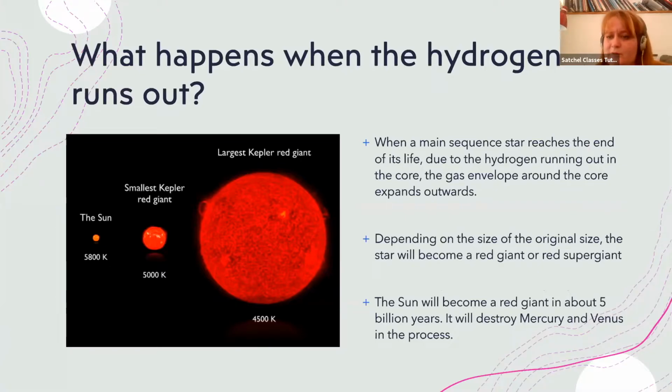But our sun will probably fuse elements up to carbon, because our sun's quite small. So depending on the original size, the star will become a red giant or red supergiant, depending on how big the original star is. So the sun will become a red giant in about 5 billion years.